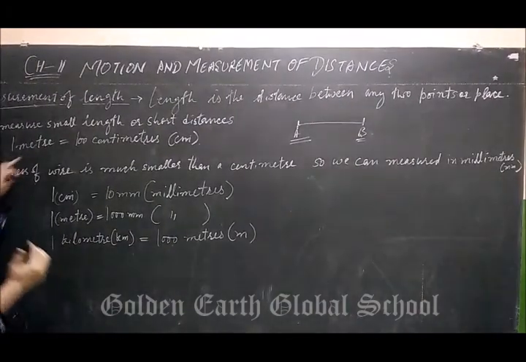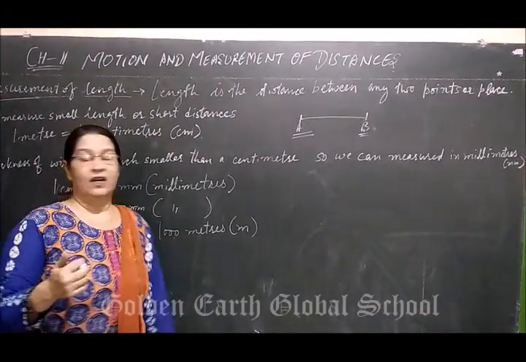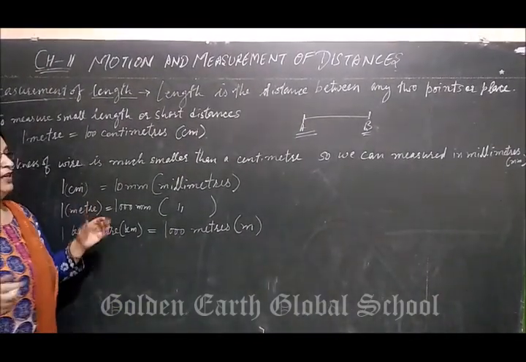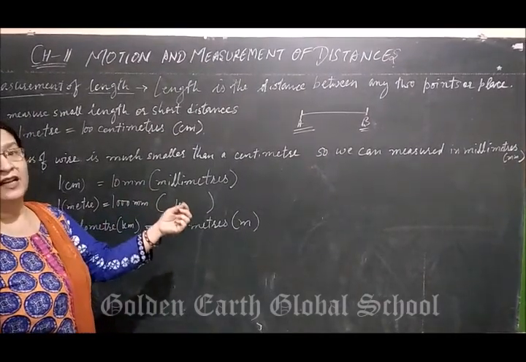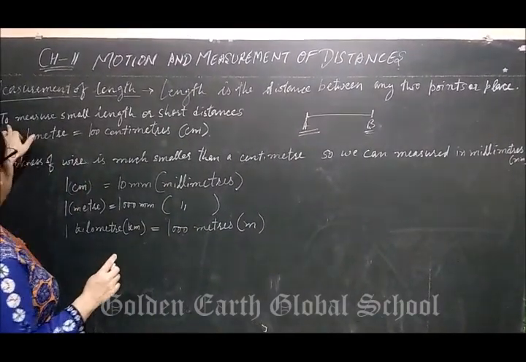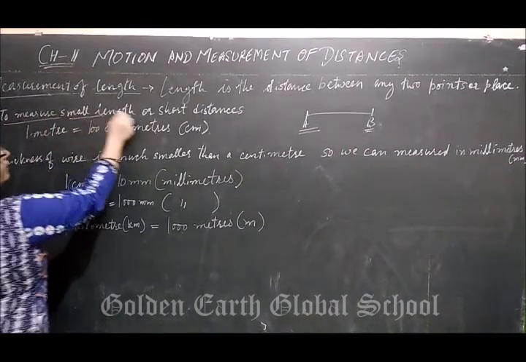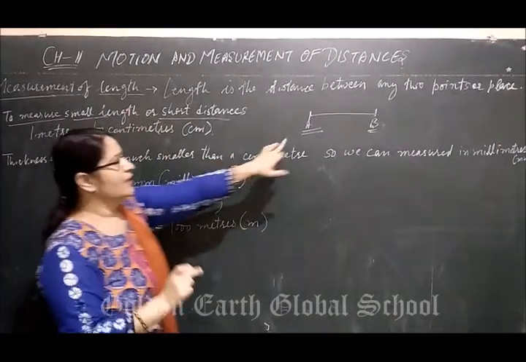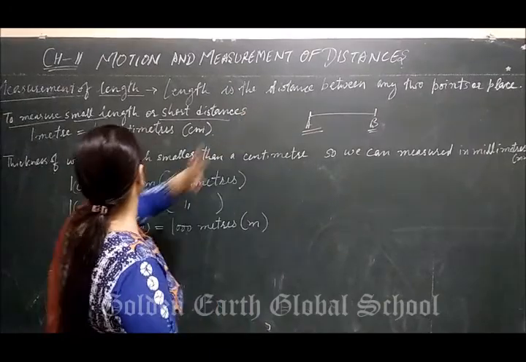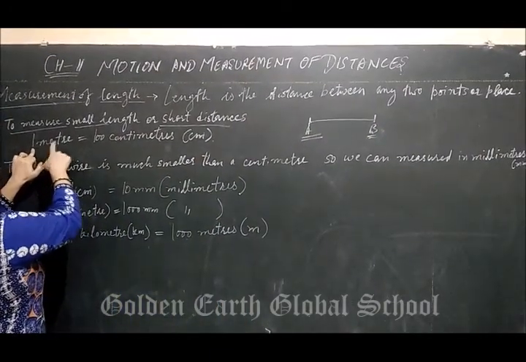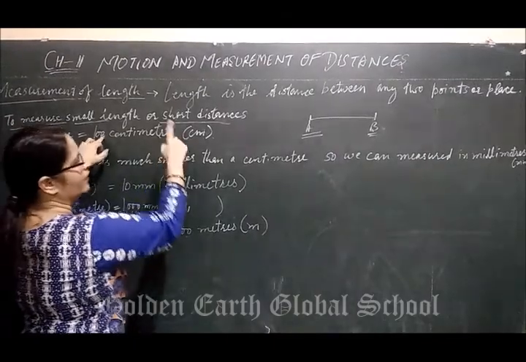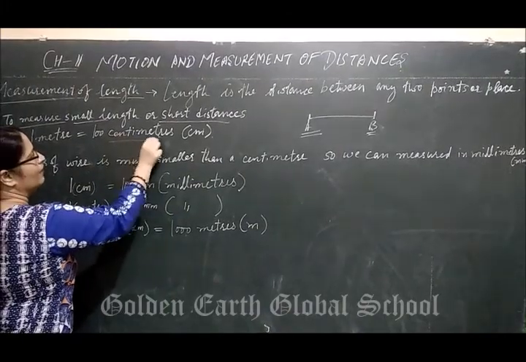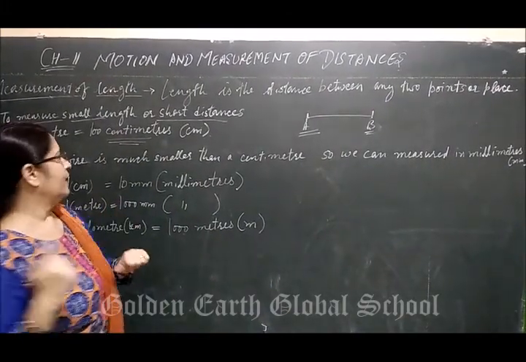With the help of instruments such as a scale, inch tape, ruler, meter rod, etc. All of you know very well tapes, inch tapes, scale, all these things. So first is to measure small lengths or shorter distances. How can we measure small lengths or shorter distances? This is a short distance, small length. We know that 1 meter is equal to 100 centimeters. For short distances, we can use a scale and measure with the help of centimeters. The scale is in centimeters.